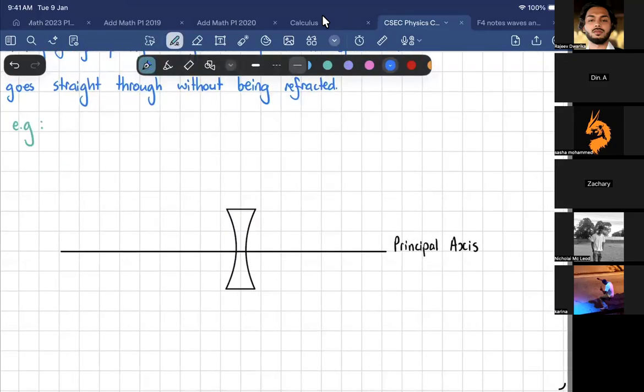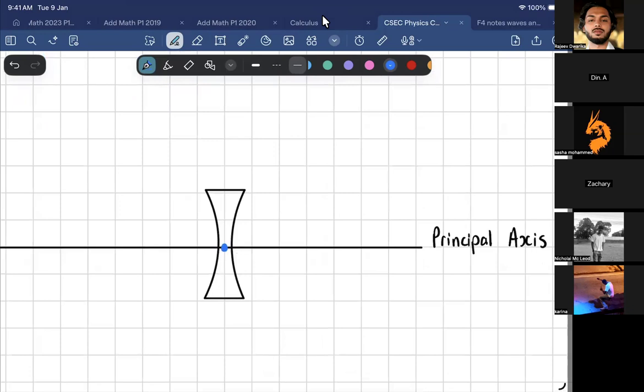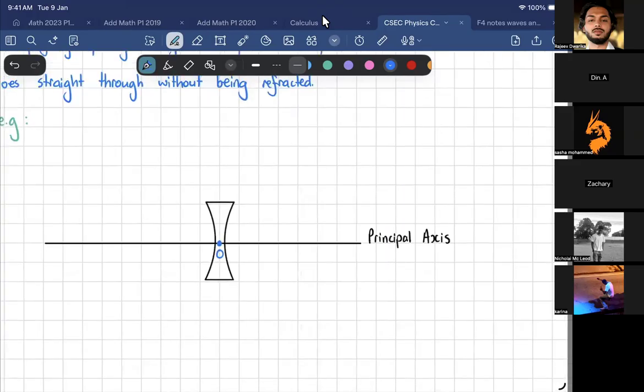Could somebody quickly tell me what this point could be called? What is the name of that point? Tell me fast. Optical center. Right, that's the optical center. And do you understand that? Let me know. Yes, sir. Yeah, we understand that. That is the optical center. All right.